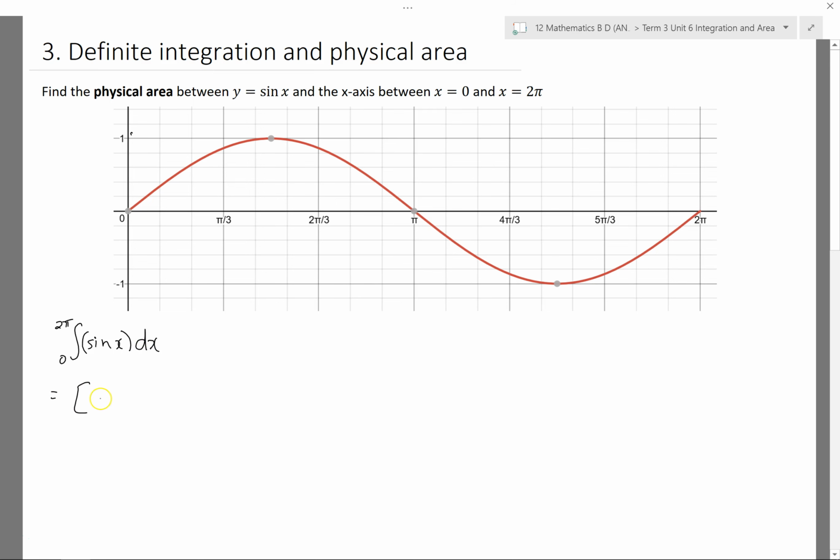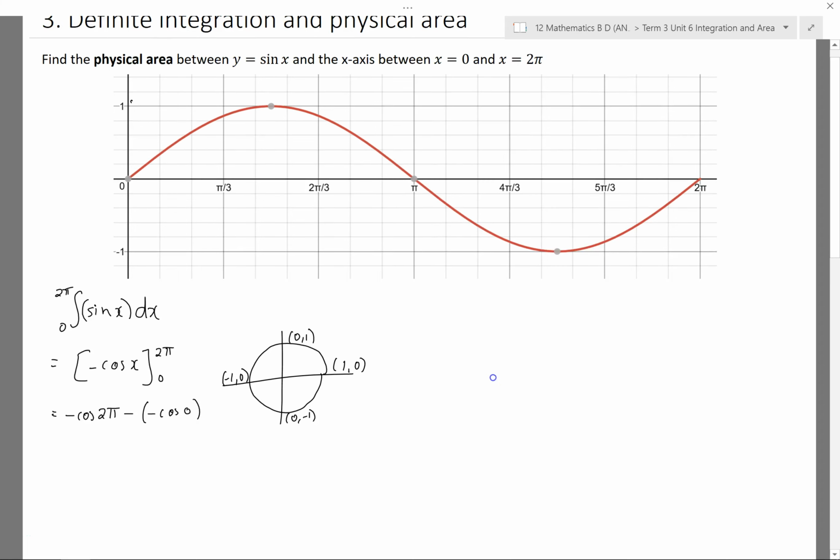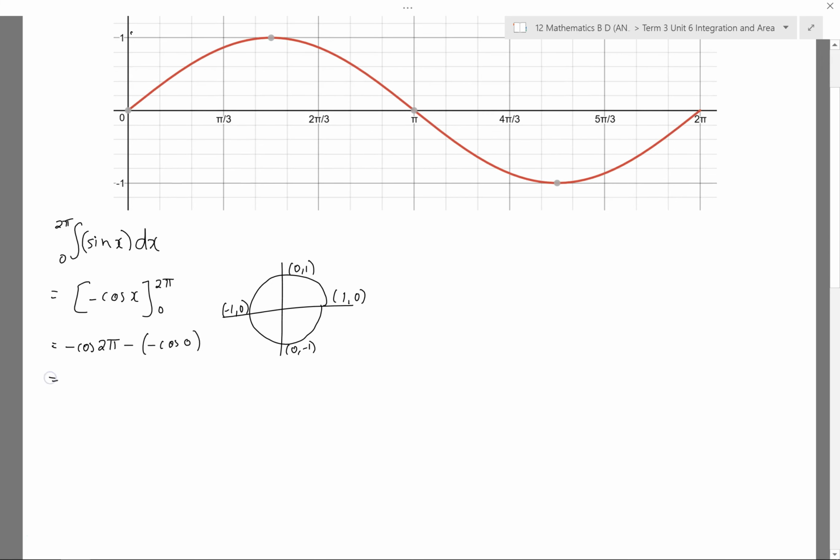You'd integrate like a good boy or girl, have negative cosine x between 0 and 2 pi. You'd recall your unit circle coordinates. And when you're evaluating, you'll be able to do that without too many dramas. Minus cosine of 2 pi minus cosine of 0. Okay, we're all big boys and girls now, we should be able to do this.